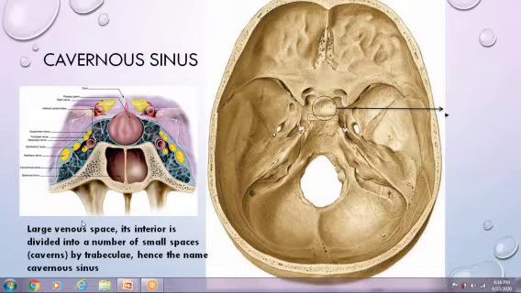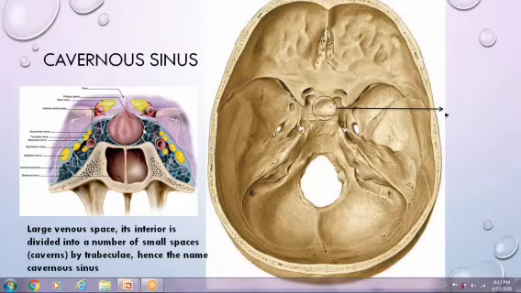Okay. You can see the coronal section. This is the pituitary gland. On either side, you can see the cavernous sinus. So this is the body of the sphenoid, which consists of the sphenoidal air sinuses. These are the sphenoidal air sinuses. Okay. So this is the optic canal. You can see the optic nerve and ophthalmic artery here, which are the contents of the optic canal.